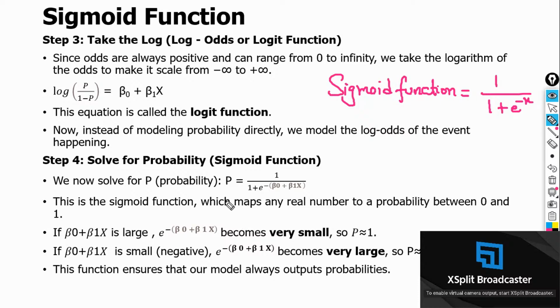When you are trying to solve the probability, if the value of x is very large, then e to the power minus x becomes very small, so obviously p will be equal to 1. And if x is very small, e raised to the power minus x is very large and p will be close to 0. So this particular function ensures that our model always gives probability as output, based on the threshold. By default the threshold is 0.5, friends. You can change this threshold.